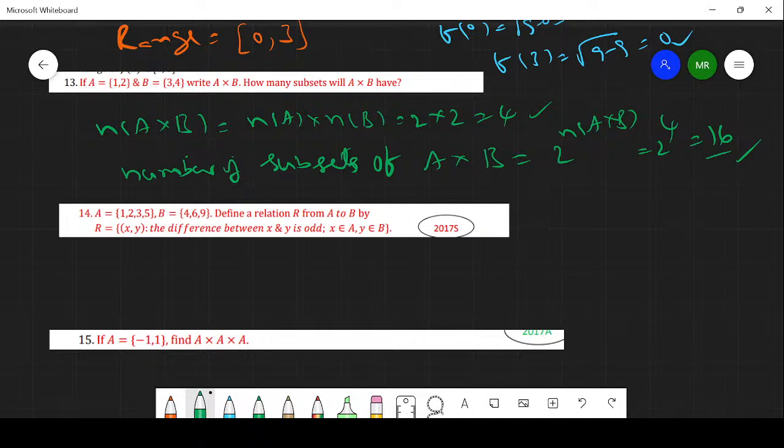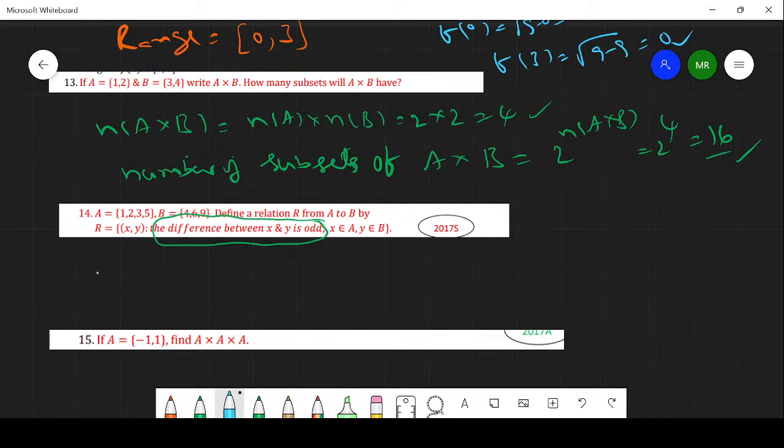Define a relation R from A to B by R equal to set of x comma y such that the difference between x and y is odd. But x belongs to A, y belongs to B. The difference should be, as it is saying here, the difference between x and y is odd. You remember they are asking the difference between x and y is odd. That should be odd. So when you are writing, you should find odd here. You can be careful here.